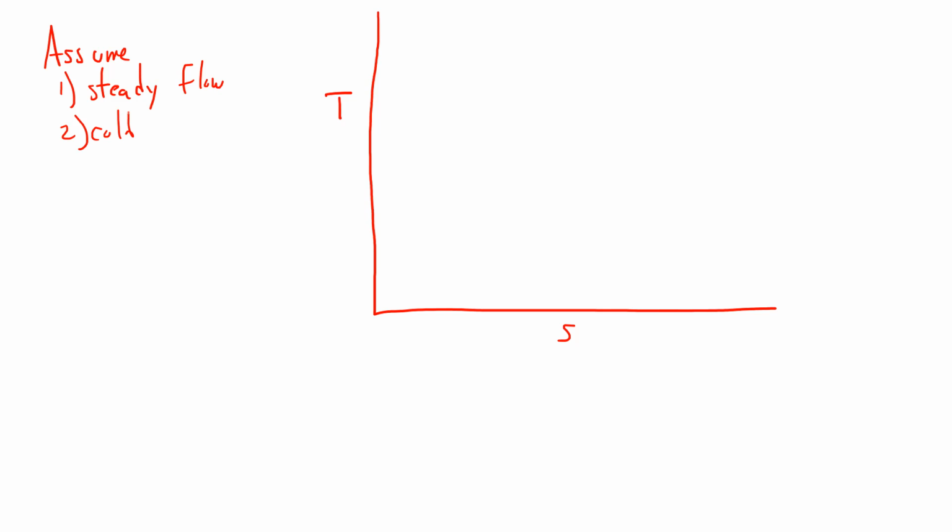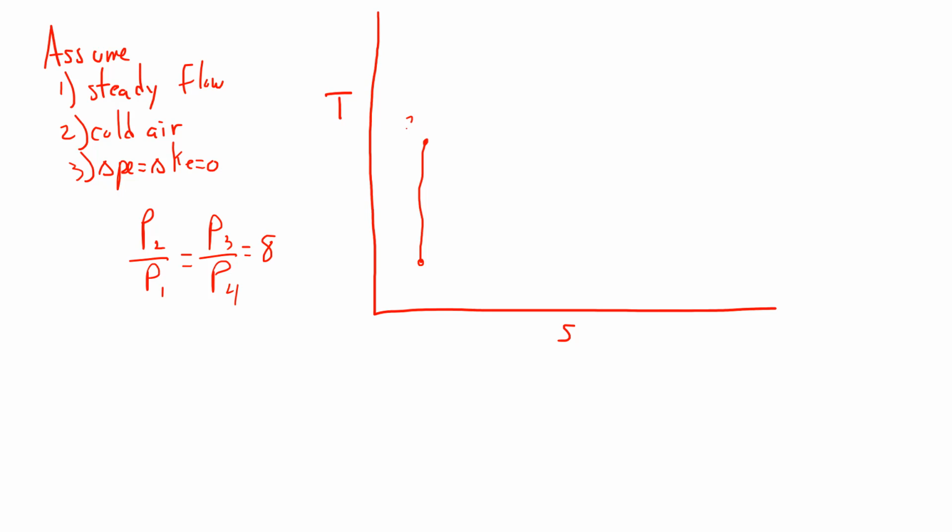We're going to use cold air standard assumptions, which means ideal gas, constant specific heats, and we're going to assume no change in kinetic and potential energy of the air entering and leaving each process. And the pressure ratio is given to us, which is 8.